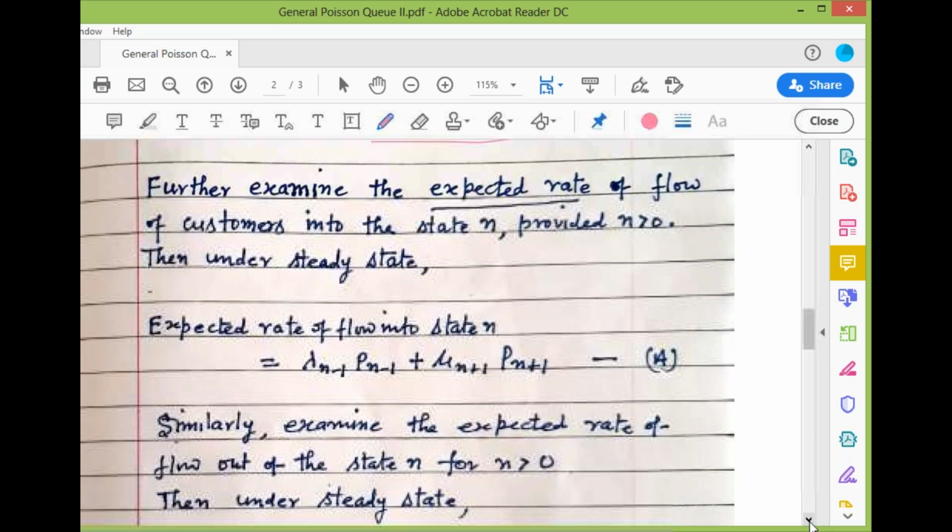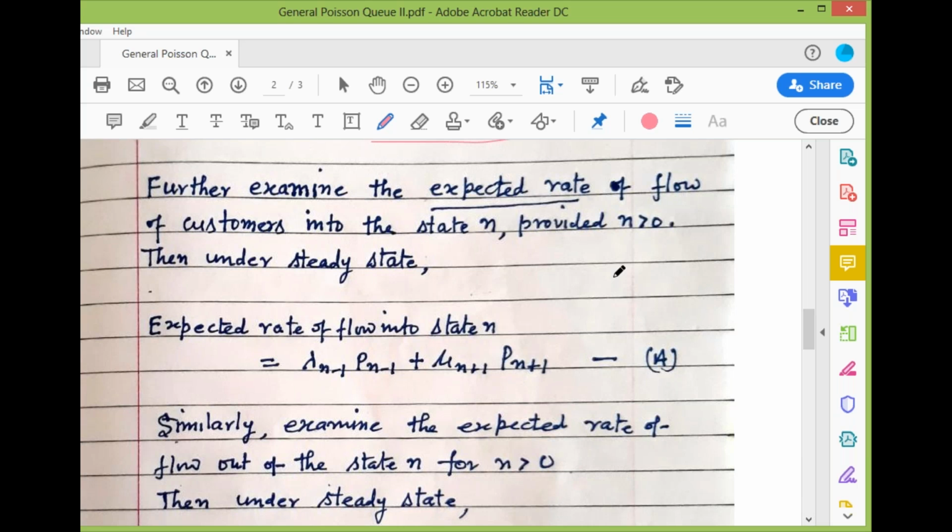Okay, now come to another logic. The logic which we are going to discuss here is that we are going to compute two rates of flow. One rate of flow is into the state or towards the state, and another rate is outside the state or outward. Into or out of, there are two terms.